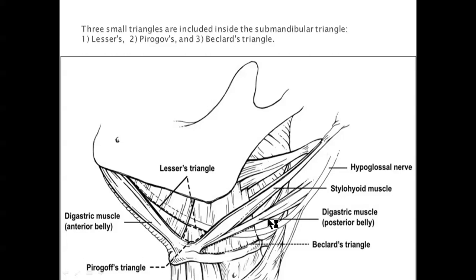All right. So these are a few specific points for all these three triangles: lesser, Pirogov's, and Beclard, all three part of your submandibular triangle.